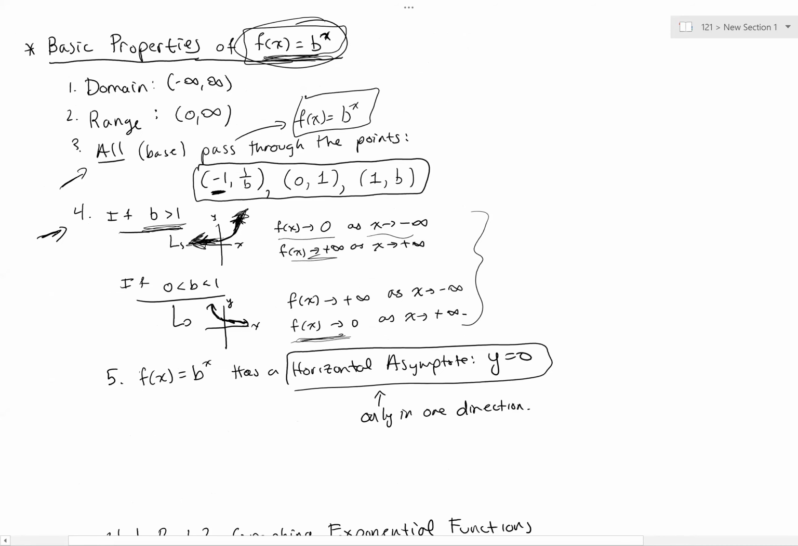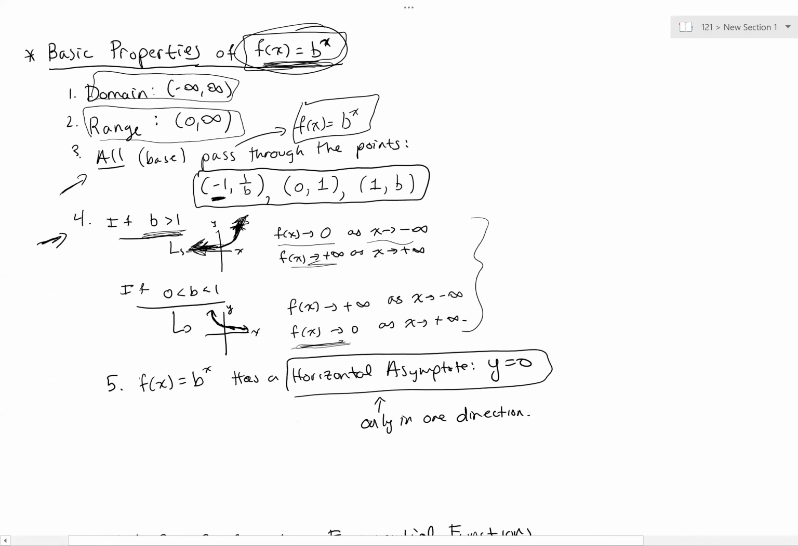Okay, we're going to be using the fact that it's going to be a nice continuous function having domain negative infinity to infinity. We have to keep an eye on the range. The range for a default exponential function will always be 0 to infinity, but transformations will change that potentially.